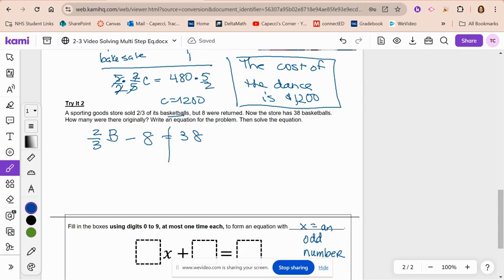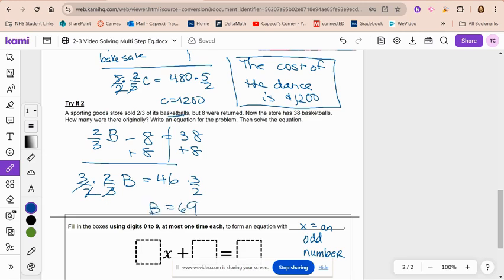Okay, so now again, I'm going to get my B by itself. I add 8 to both sides. I have 2/3 of the basketballs B is equal to 46. Again, multiply by the reciprocal. This will simplify. So in the end, B equals 69. That's what B stands for. So the question was, how many were there originally? So the store originally had 69 basketballs. That's it.